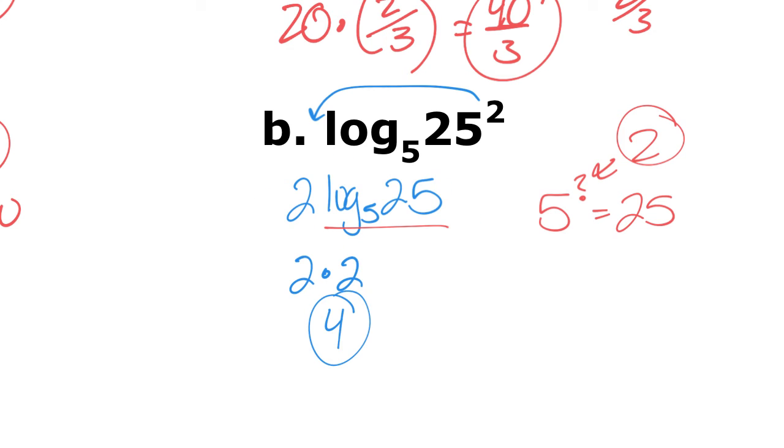Here I rewrote it and got this. 5 to what power gets me 25? That's going to be 2, so this part equals 2, so 2 times 2 is 4.